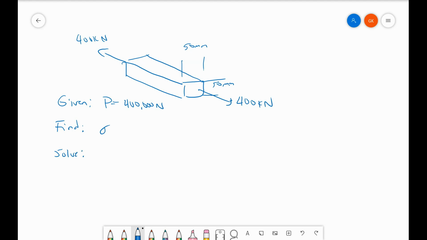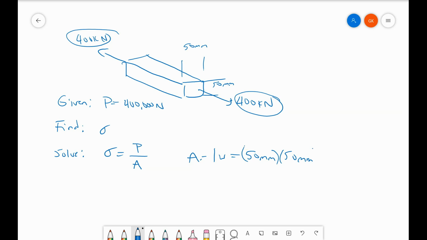Okay, so solve. So stress is equal to our load over the area. Remember, just because you see it twice does not mean it's times 2. It's just 400 kilonewtons. So we can plug that in. And our area is fairly easy to calculate. It's the area of a square, and so it's just length times width. That'll be 50 millimeters times 50 millimeters, which comes out to be 2,500 millimeters squared. Now, I'm not going to bother switching this to meters squared. I'm going to leave it as is for a reason we'll see later.